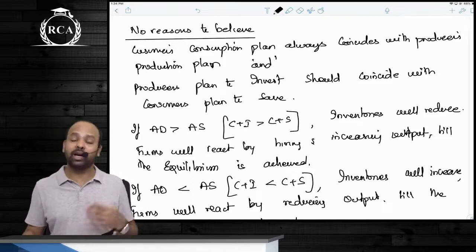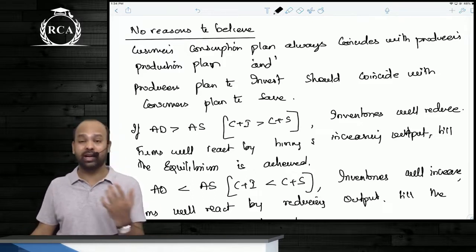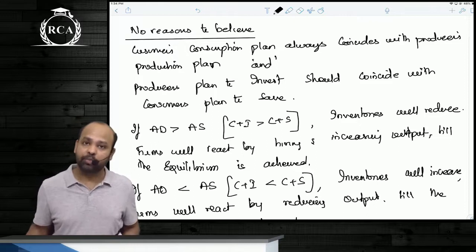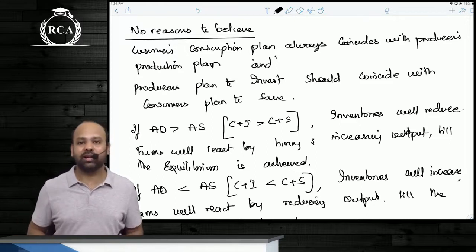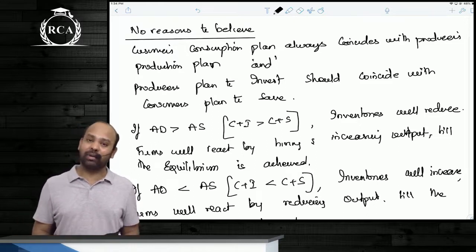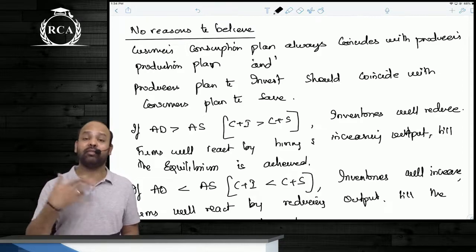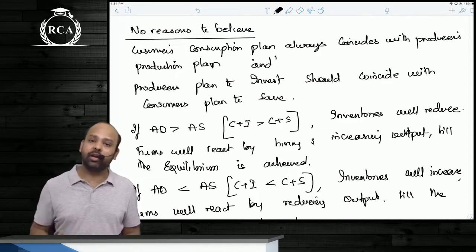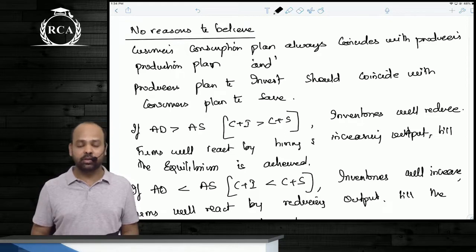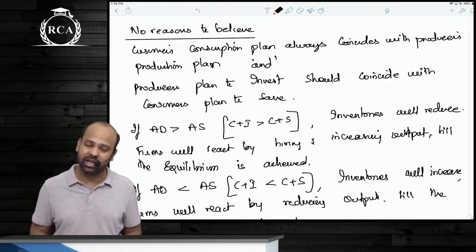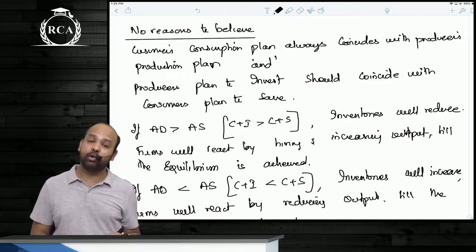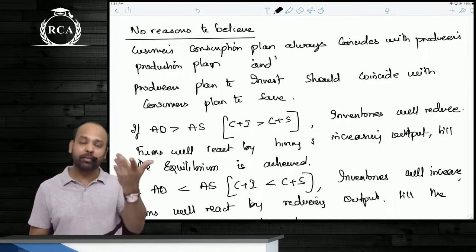This is where your aggregate demand can be less than aggregate supply, or it can be more than aggregate supply. If aggregate demand is less than aggregate supply, the inventory levels will increase. With an increase in inventory levels, the producers will start reducing the manufacturing activity. Gradually supply will come down to the level of aggregate demand, and we reach the equilibrium position.